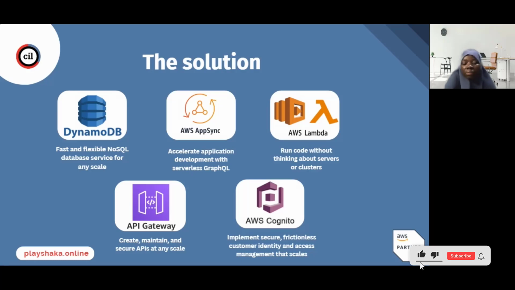We need to run code for this application that we are building, and that is where AWS Lambda comes in. With AWS Lambda, you don't need to be thinking of managing servers or infrastructure. And one thing about AWS Lambda is that it scales automatically. You don't need to do anything to actually make it scalable. And with AWS Lambda, we can write serverless functions that can be triggered by events.